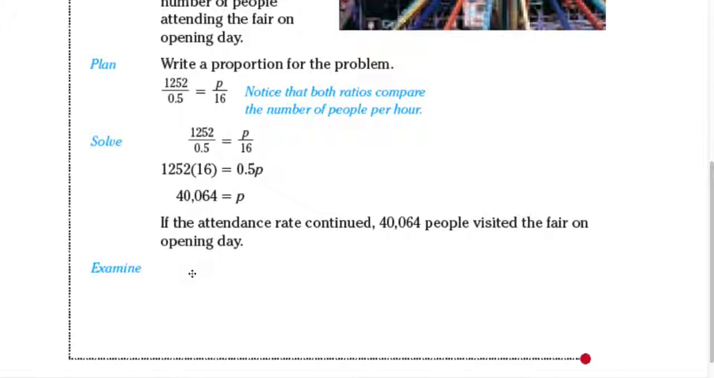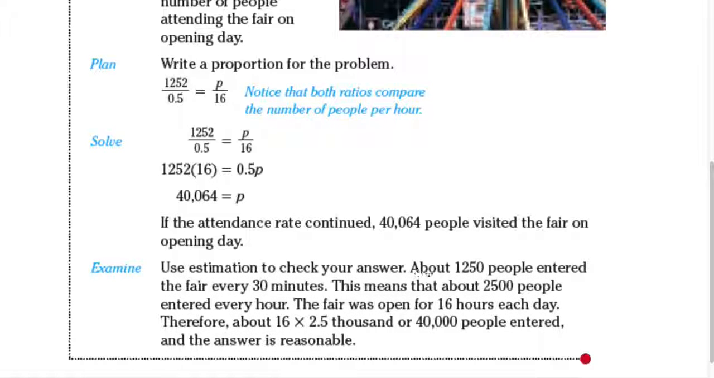And let's see if our answer makes sense. Use estimation to check your answer. About 1,250 people enter the fair every 30 minutes. If you follow that pattern, this means that about 2,500 people entered every hour. Then we simply multiply 2,500 times 16, or 40,000 people entered. The answer becomes reasonable because our exact answer is 40,064. And that's the end of the lesson. Thank you for watching.